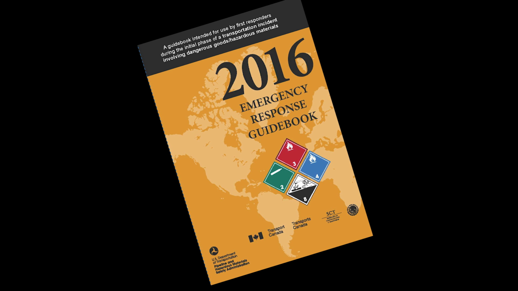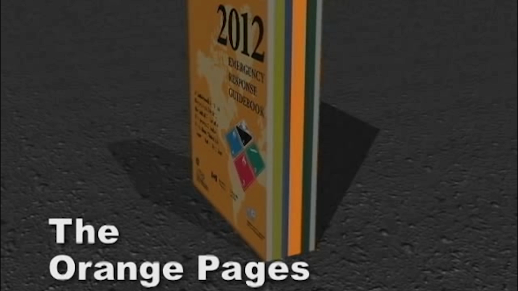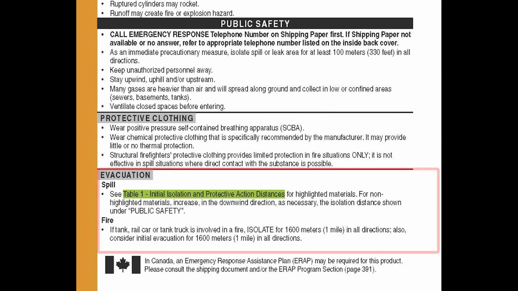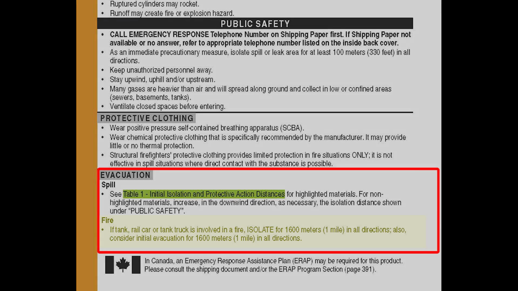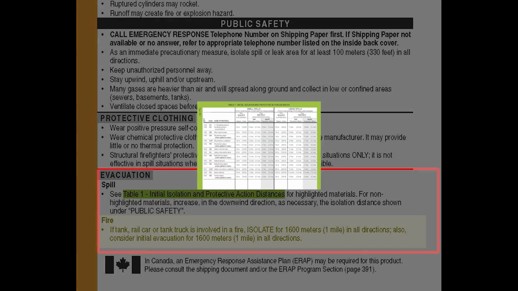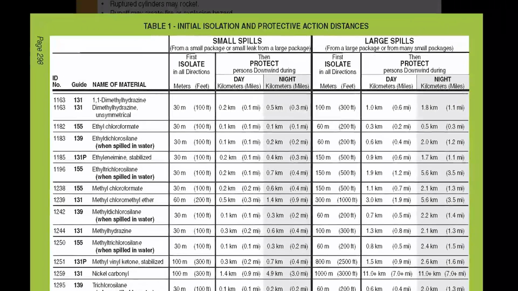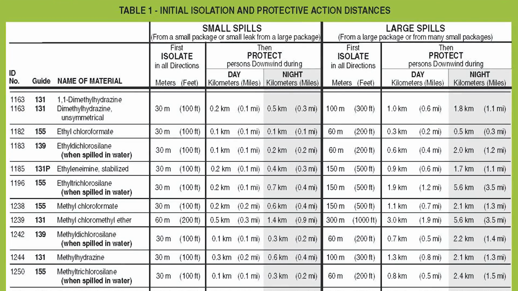Once the size of the spill is known, the ERG can be used to provide isolation distances. These can generally be found in two places. First, the orange paged guides provide very basic isolation and evacuation information in the evacuation section. You will also notice that some guides have additional evacuation information for spills involving fires. The ERG contains more detailed isolation and protective action distances in Table 1, located in the green pages.